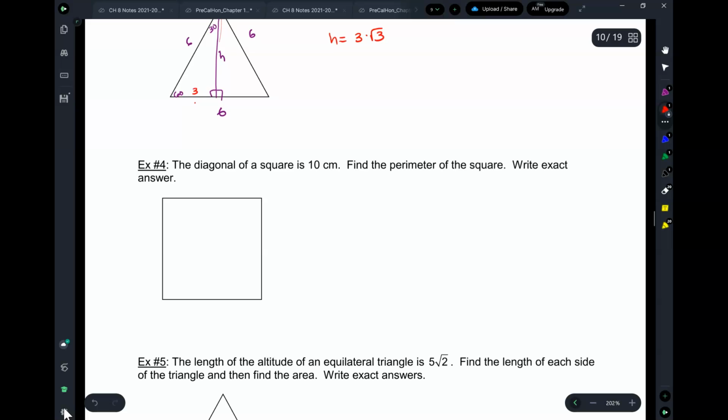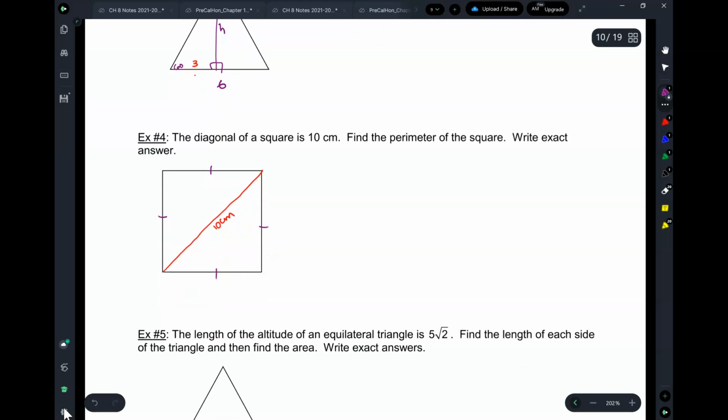Next, the diagonal of a square is 10 centimeters. Okay, a little bit of advice. Whenever you have ones like these, always draw the diagrams. Okay? So the diagonal is 10 centimeters. Find the perimeter of the square. Okay, so if this is a square, all of the sides are equal to each other. So this is 90 degrees. How much are each of these angles? 45, because it's an isosceles right triangle.